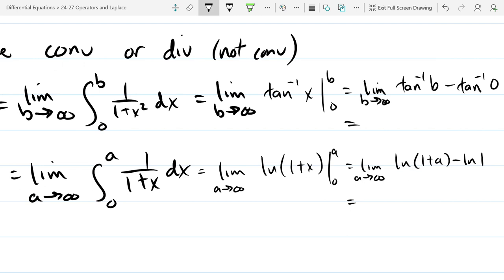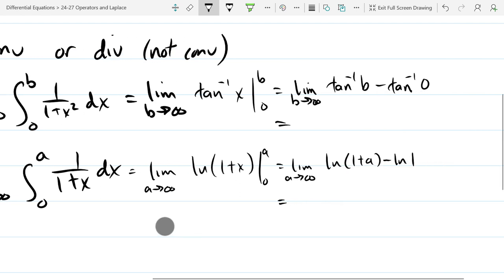So the first thing I did was drop limits in for the infinite endpoint, and I used b for the first one, a for the second one. I could have gone b and b, but then I'd have two b's that mean something slightly different right next to each other on the page. So I decided to just use a different letter. So these integrals are pretty easy to do.